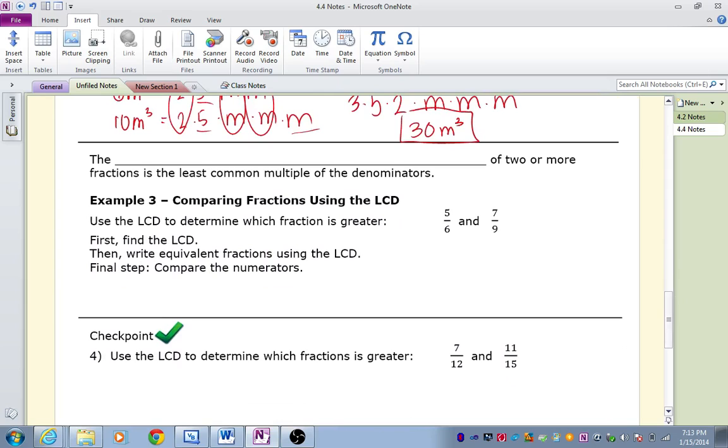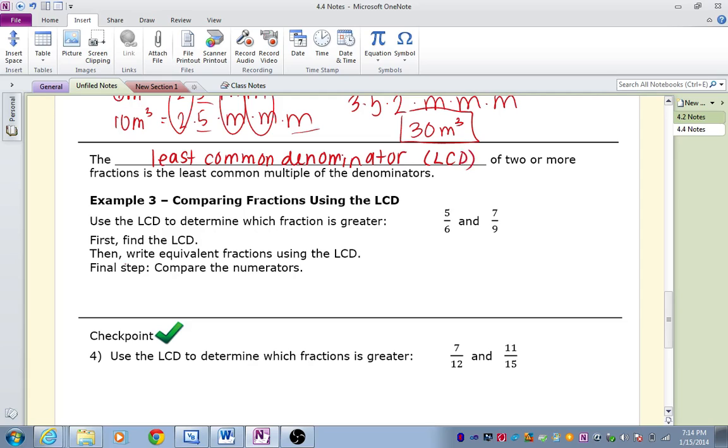The least common denominator. You've heard this before, right? The least common denominator of two or more fractions is the least common multiple of the denominators. And you'll see this abbreviated as LCD.